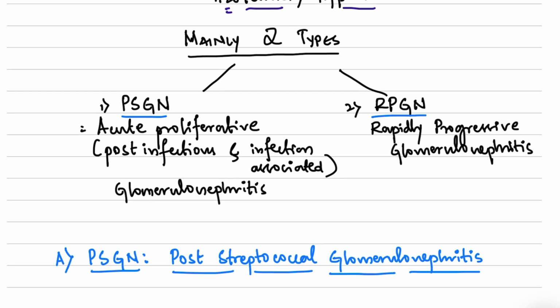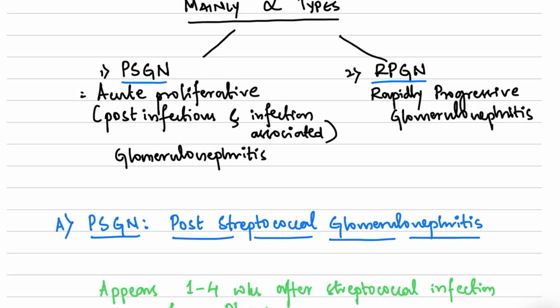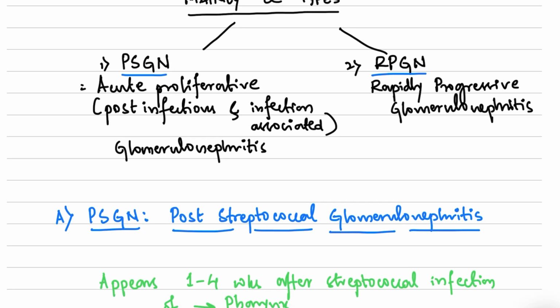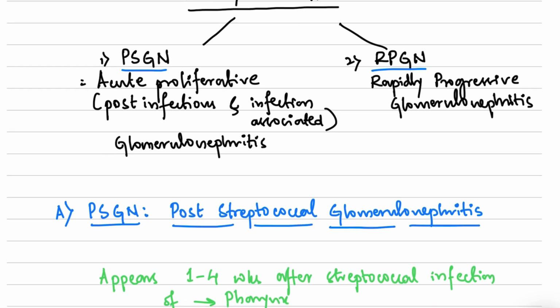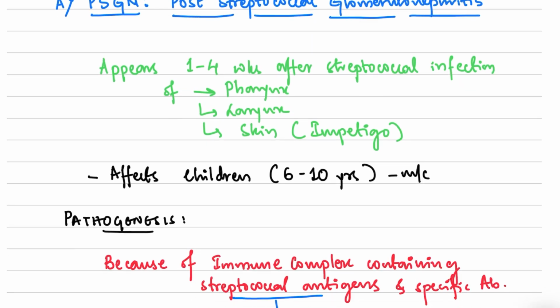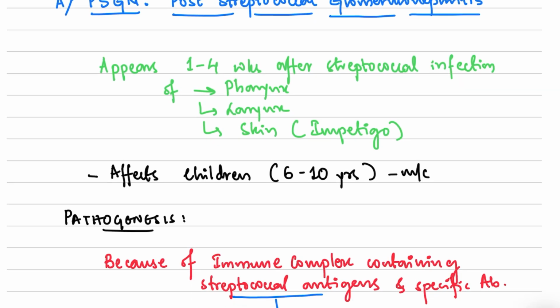What are the main two types of nephritic syndrome? We have two types. The first one is PSGN, that is post streptococcal glomerulonephritis. It is also called acute proliferative glomerulonephritis, post infectious or infection associated. The second one is RPGN, that is rapidly progressive glomerulonephritis. We are going to discuss these two, beginning with post streptococcal glomerulonephritis.